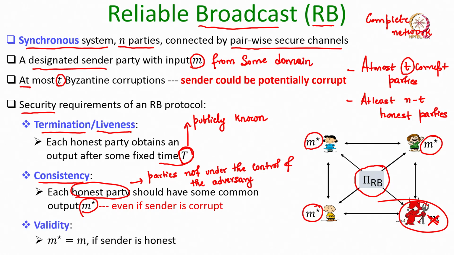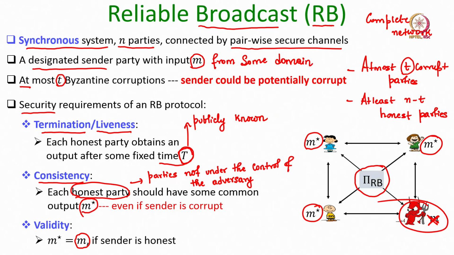Okay. And the third requirement is the validity requirement. The validity requirement demands that this common output m star, which all the honest parties are going to obtain after the time T, should be equal to the sender's message or sender's input m if the sender was honest during the protocol execution.